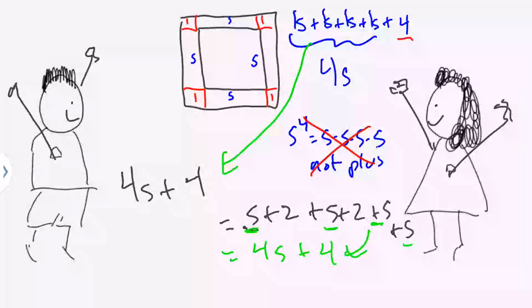Okay, I get it now. So basically we're just figuring out how to add the tiles, but we're writing it in terms of S, and since we learned how to simplify expressions, we can just combine like terms and we get a final expression. Yeah, that's exactly right, Bonnie. Good job. All right, well, I guess I get this.